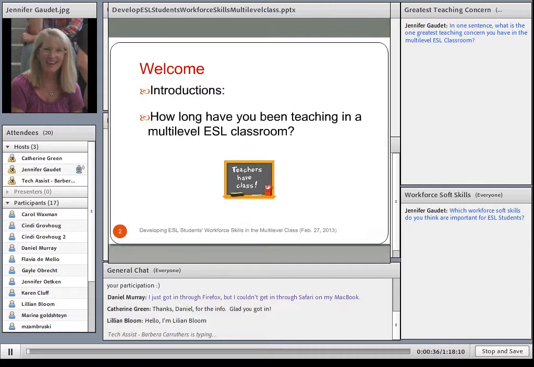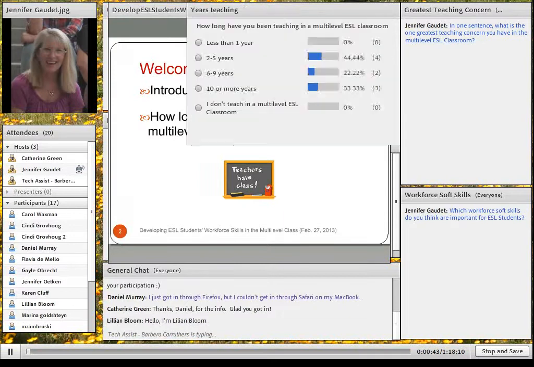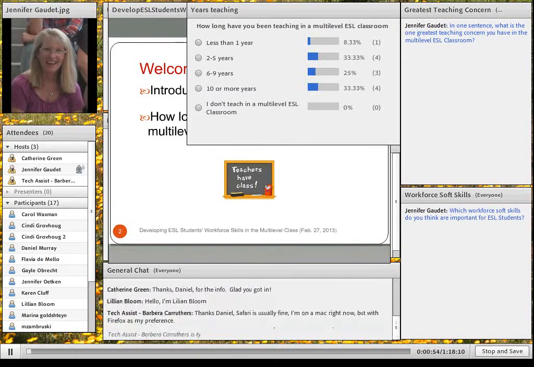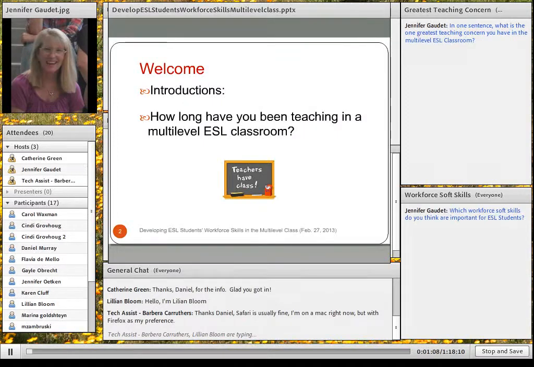Okay, we saw the poll regarding how long you have been teaching. Let me go back here and take a look at it. Has everybody put in their information? It looks like we're pretty even: 2 to 5 years, 6 to 9, or 10 or more. Okay, here's somebody with less than a year. All right, and that gives us an idea of how much information we may or may not have regarding the ESL classroom or a multi-level classroom.